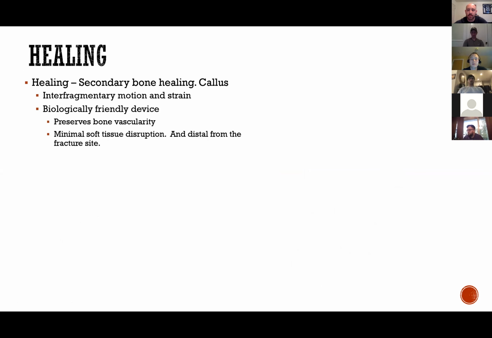There is a lot of stuff in the literature about using reamed or unreamed nails. If you don't ream the inside of the medullary canal, you can't fit as large of a nail. So by reaming it up, we're able to put a stiffer nail in.